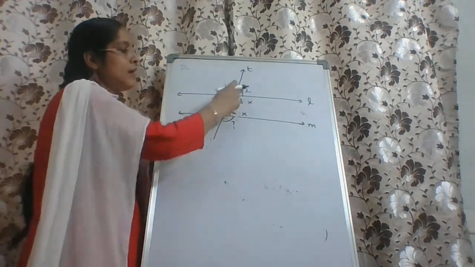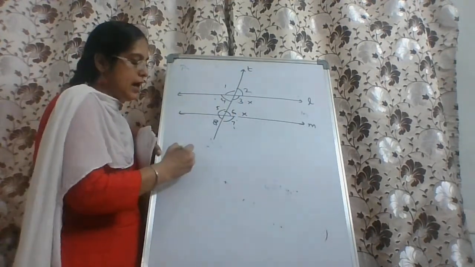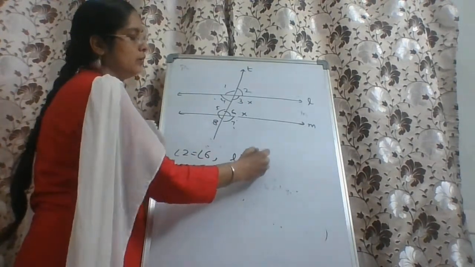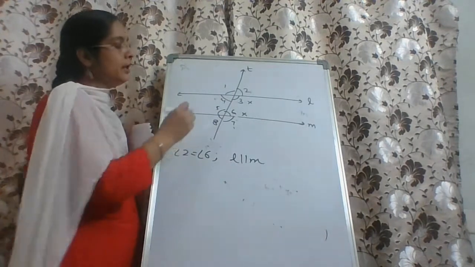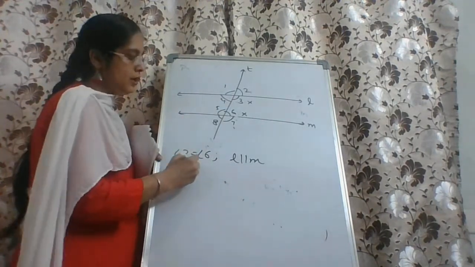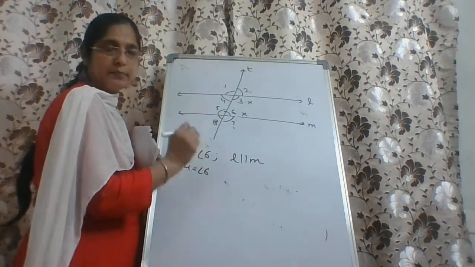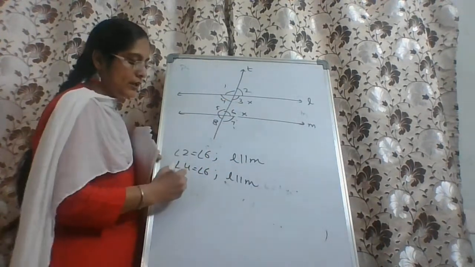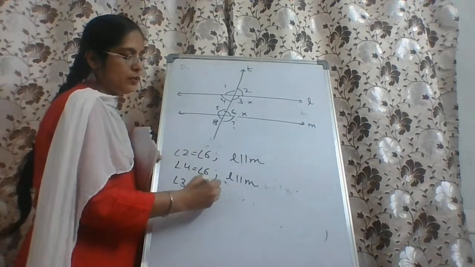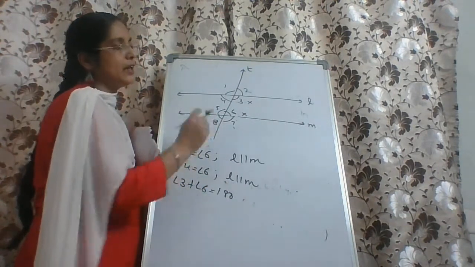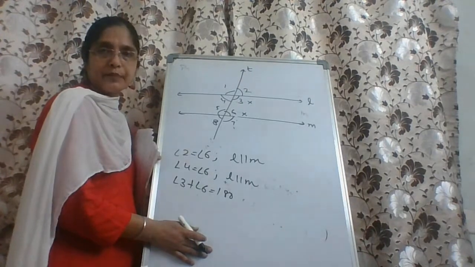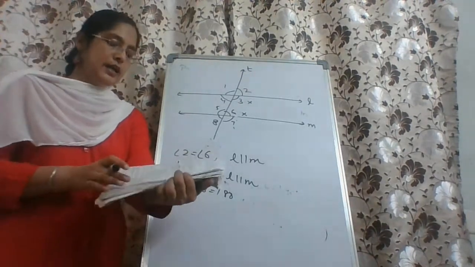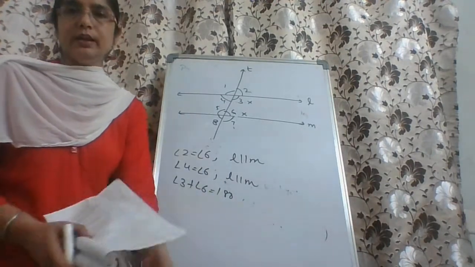What I mean to say is, if angle 2 is equal to angle 6, I can straight away conclude that L is parallel to M. Similarly, alternate interior angles: angle 4 is equal to angle 6. Few examples I'm taking. That means I can say L is parallel to M. If angle 3 plus angle 6 is equal to 180 degrees, I can say that L is parallel to M. These are the conditions for the parallel lines. Let us start with a few questions related to this.